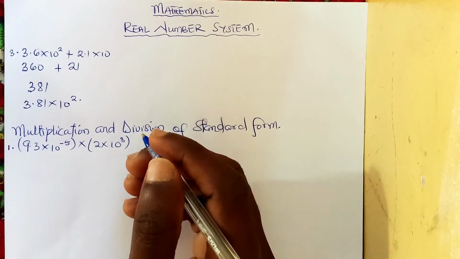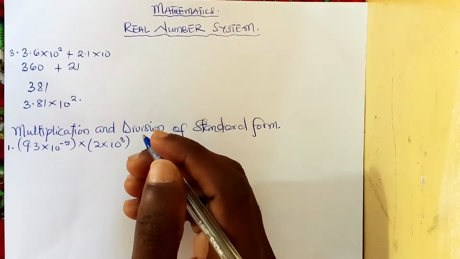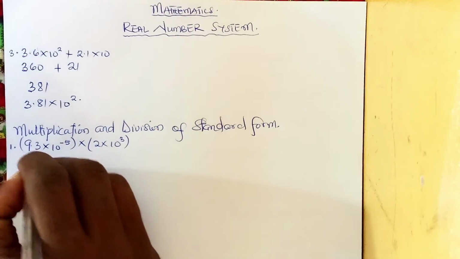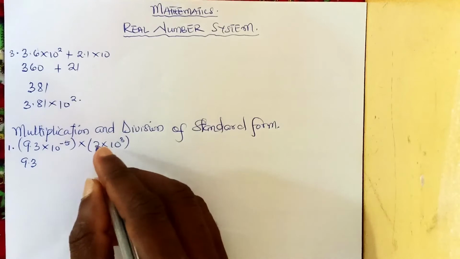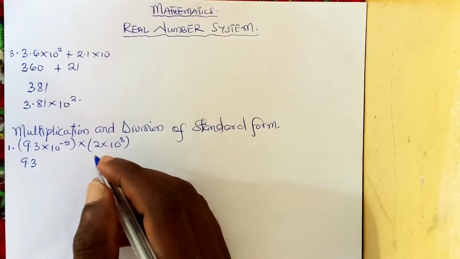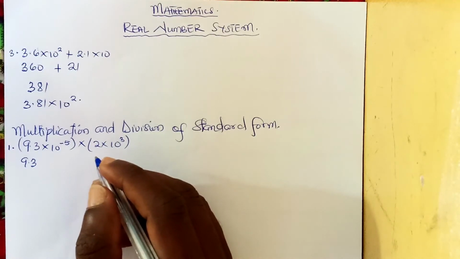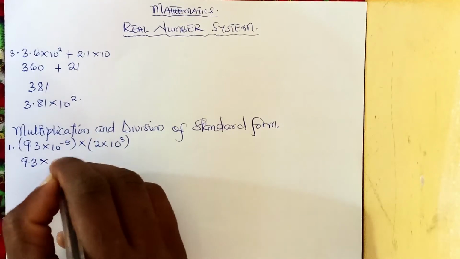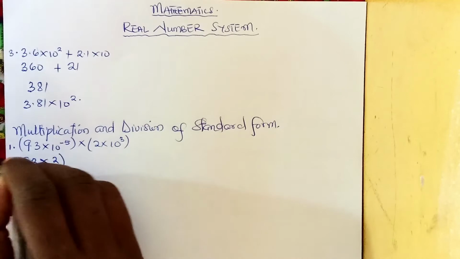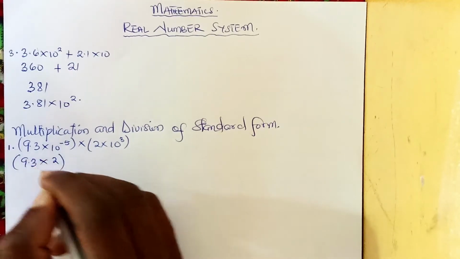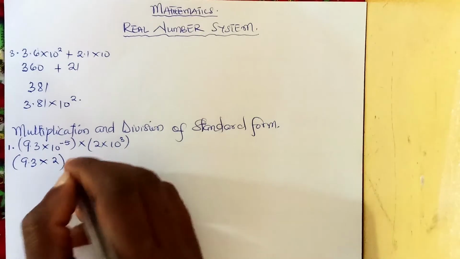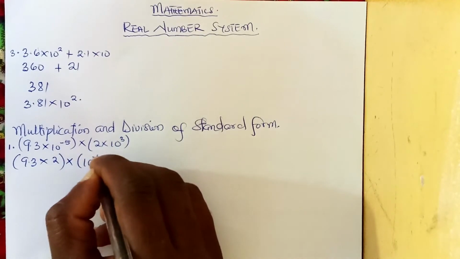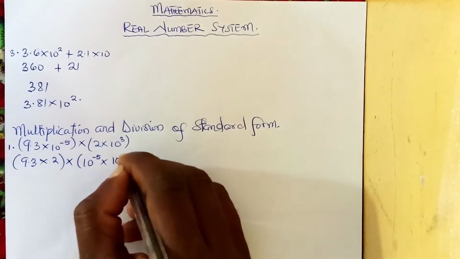and the bases with exponents at one side. So we have 9.3. Don't forget, this 2 means 2.0, but the 0 is normally not written. So we have 9.3 times 2.0 times 10 raised to the power minus 5 times 10 raised to the power 3.